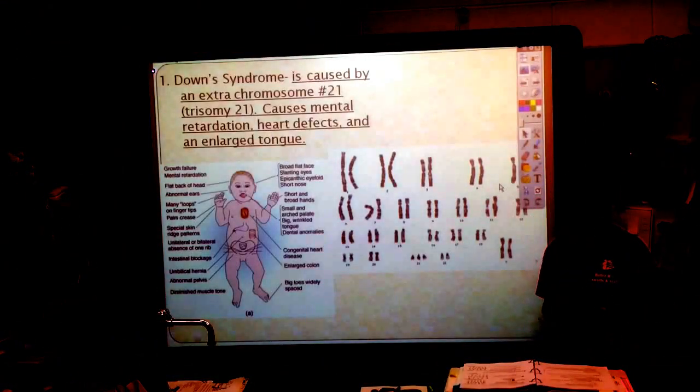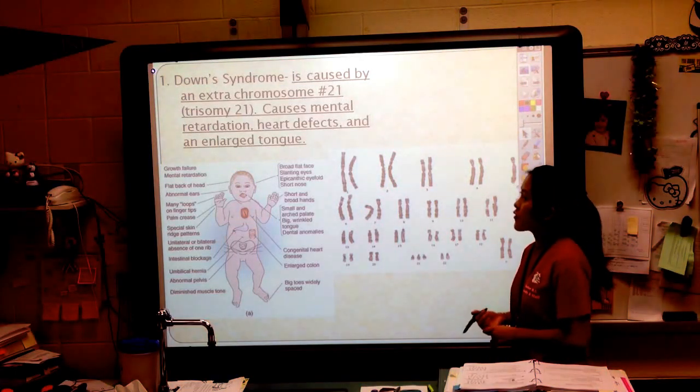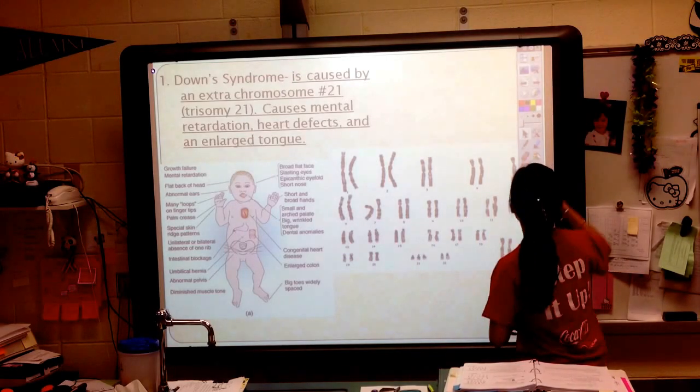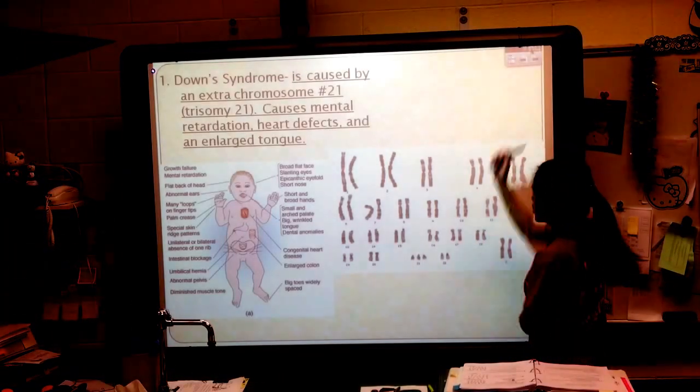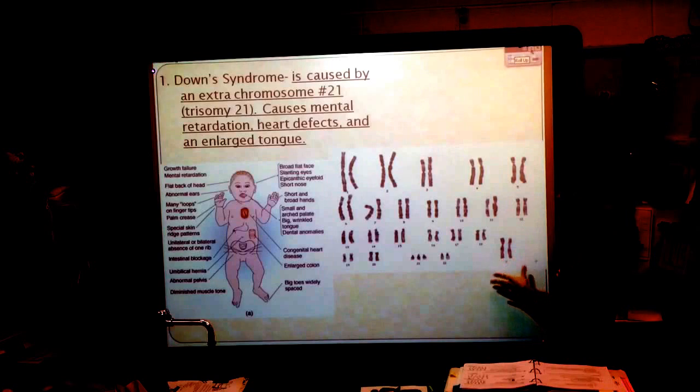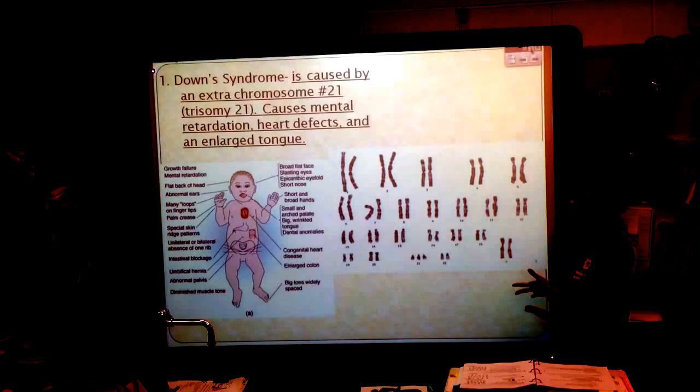Now, we have three disorders that we need to know about that are caused by non-disjunction. And the first one is Down syndrome. It's a pretty common one. What we have here in the picture is, and please take a minute to pause the video, copy those notes first, and then hear the explanation about how do we figure out that someone has Down syndrome.